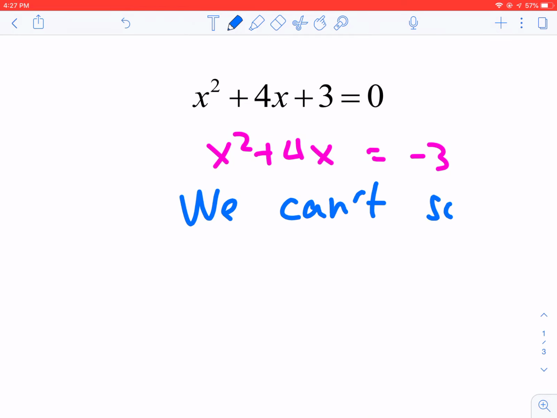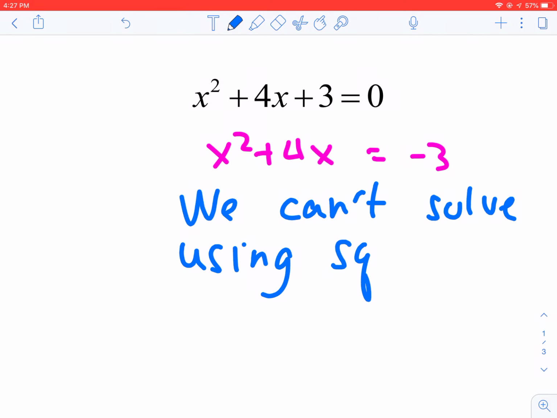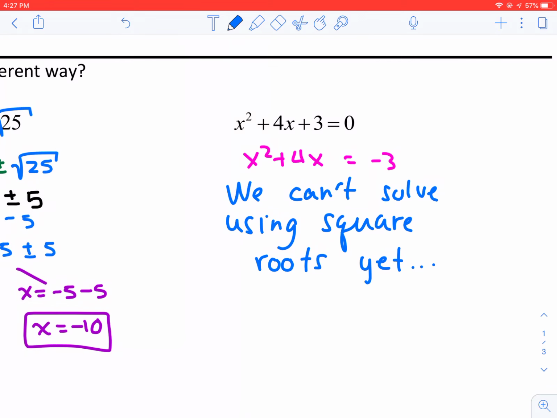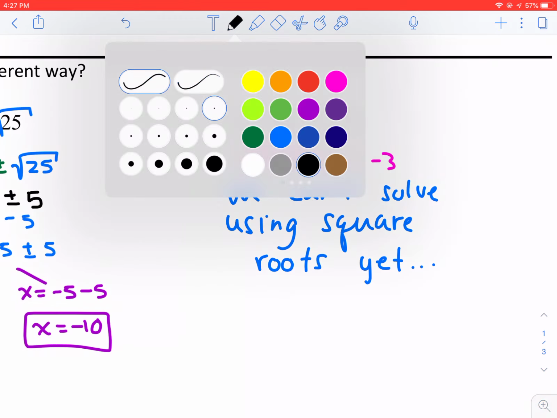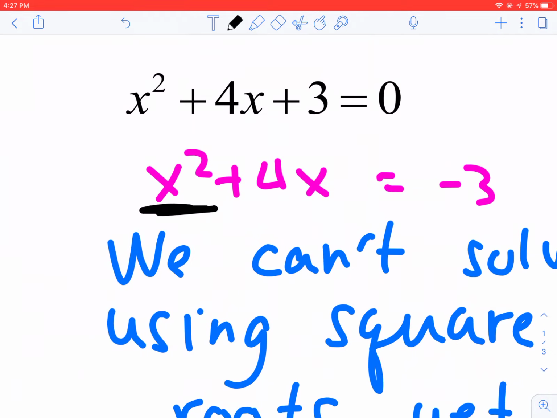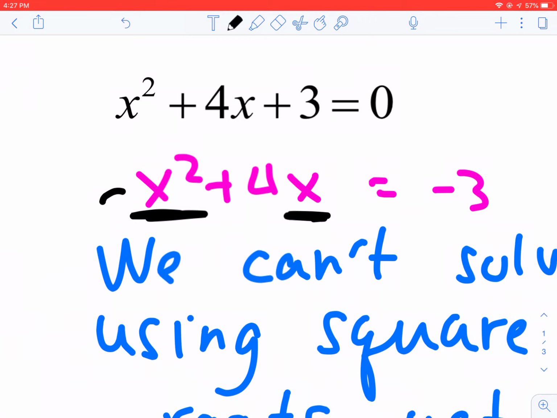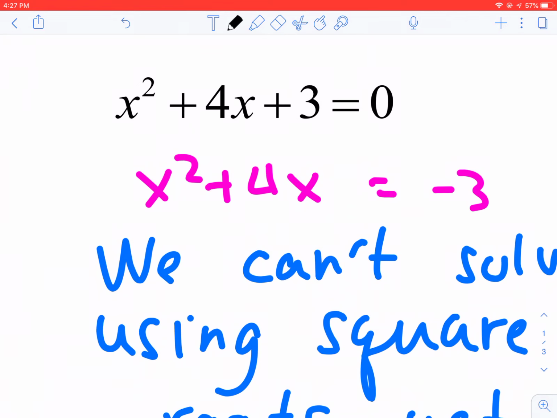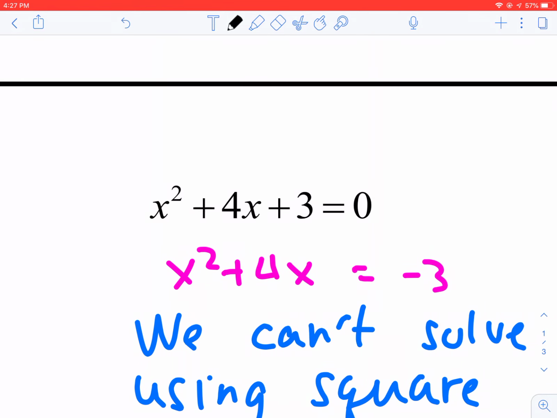We can't solve this using square roots when a question looks like this, at least not yet. We will learn how to do this using square roots, but not now. For now, just know you can't square root both sides when you have both an x squared and an x in the equation, because you can't just take the square root of this part and ignore the 4x. And if it's not just something squared, we don't know how to take the square root of that.